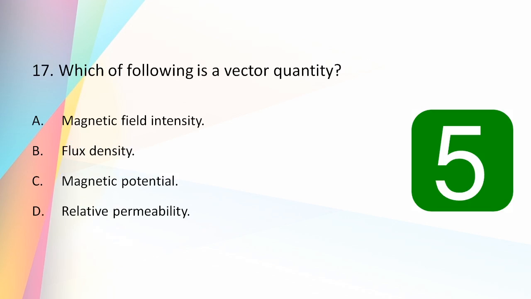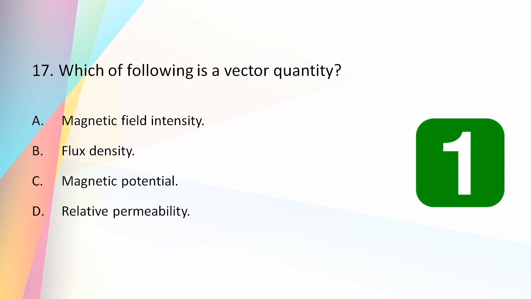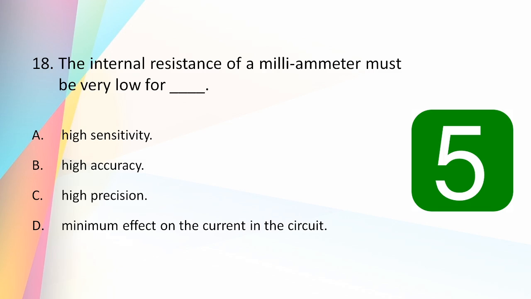Which of the following is a vector quantity? Magnetic field intensity, flux density, magnetic potential, relative permeability. And the answer is magnetic field intensity. Magnetic field intensity is a force. The vector notation is required to indicate the magnitude of intensity and the direction of force which is developed by that intensity. Hence, magnetic field intensity is a vector quantity and the others are not.